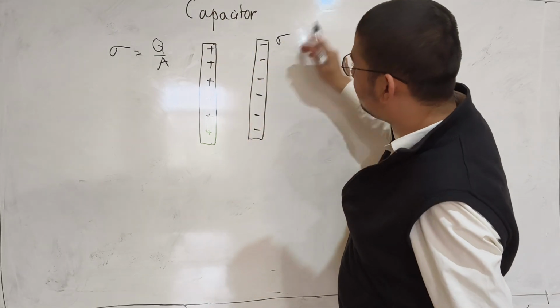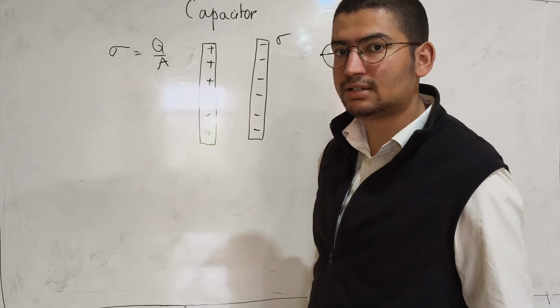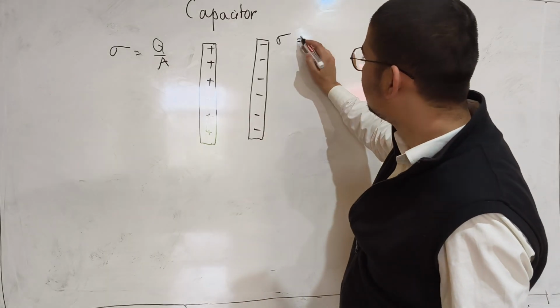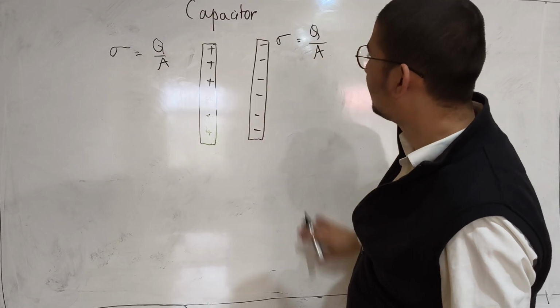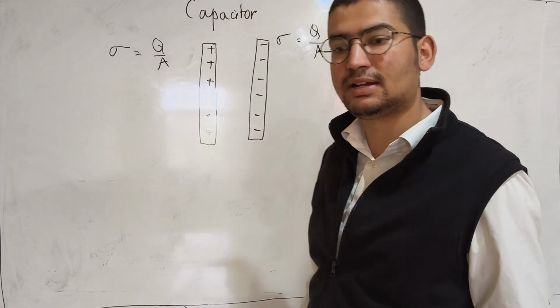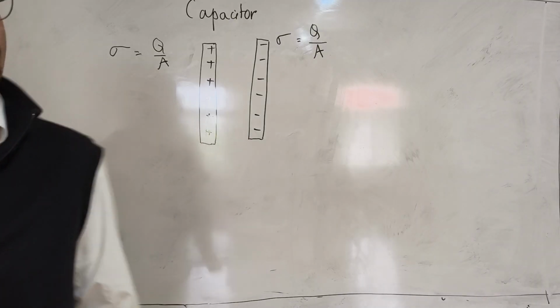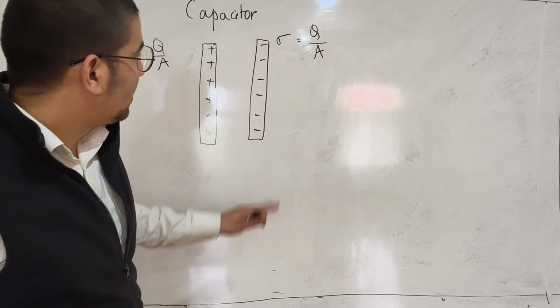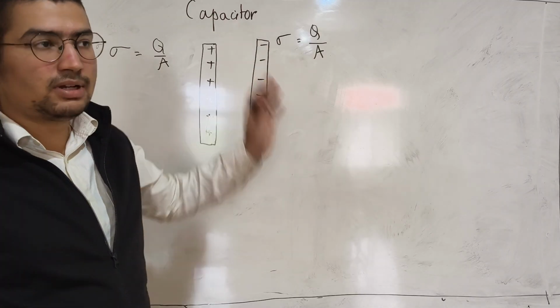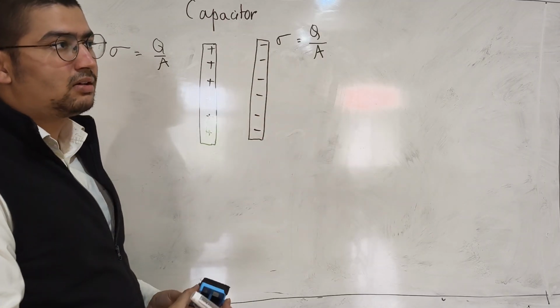Here you have negative charges spread over another plate. The charge density of this plate is also Q by A. The charge density of both the plates here is equal. But one of them is negative, the other one is positive. So the charge densities are opposite in nature.